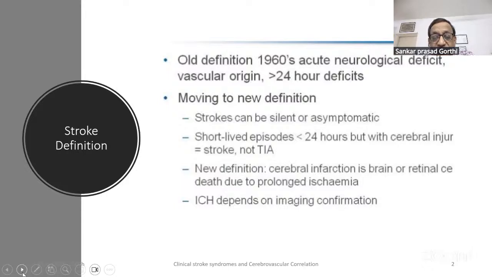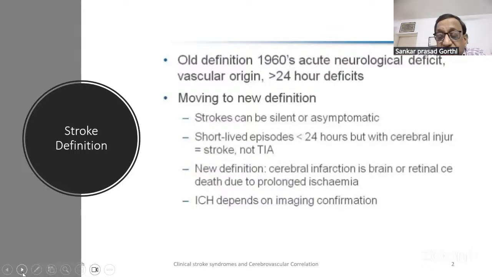and glucose. Now, moving to a new definition, because strokes can be silent or asymptomatic. They may be short-lived episodes, less than 24 hours, but with cerebral injury. Earlier it was considered a transient ischemic episode, but now we know that they are mild strokes. So the new definition is now image-based: cerebral infarction in brain or retina, death due to prolonged ischemia, retinal cell death.